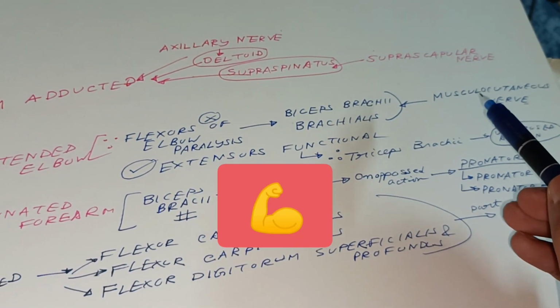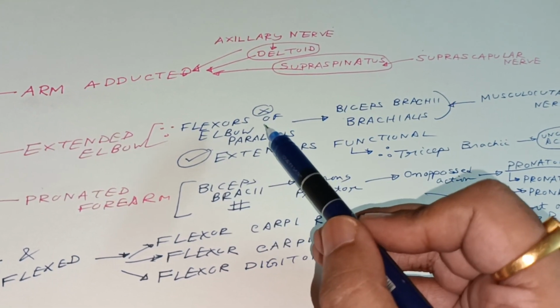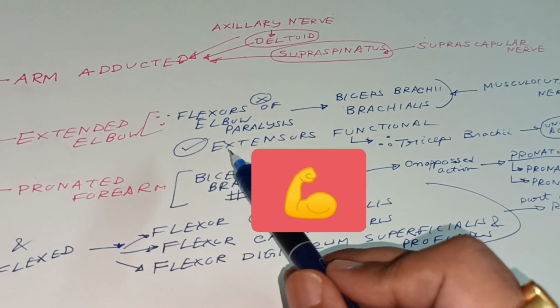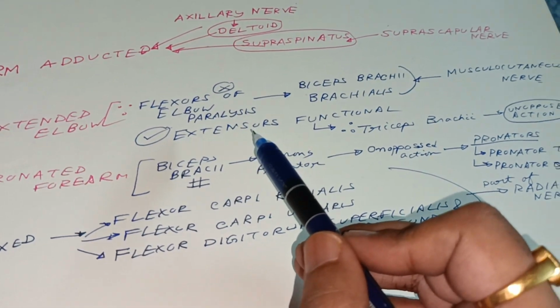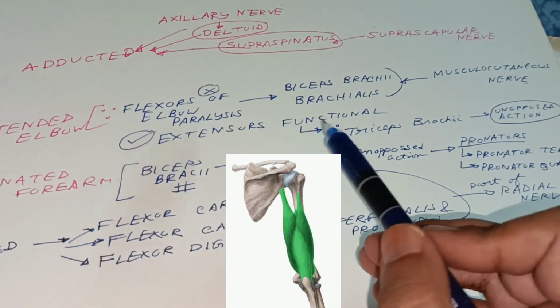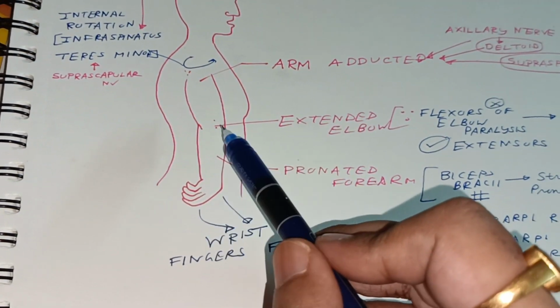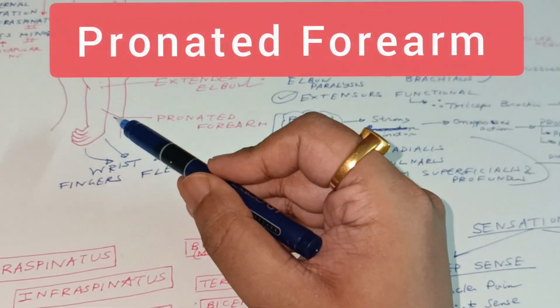Here there is injury to the musculocutaneous nerve, as a result of which the flexors of the elbow joint are not functional, and due to this the extensors gain an upper hand due to their unopposed action. The main extensor at the elbow joint is triceps brachii. As a result, you can see this appearance, which you can appreciate is the pronated forearm.